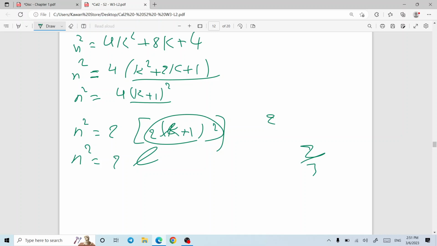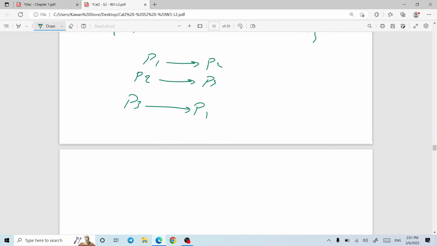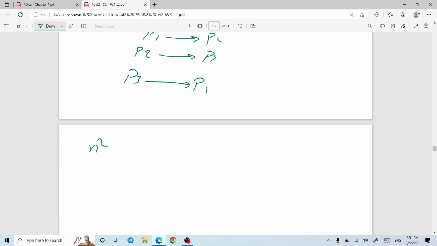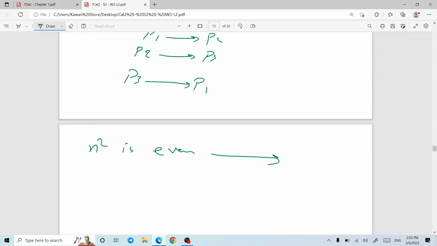Why? Because we showed P1 to P2, and now we proved P2 to P3. It remains what? P3 to P1. What's P3 to P1? N squared is even, then N is even. Can you solve that one for me? There, by odd we did it. Tell me how we solved the even.